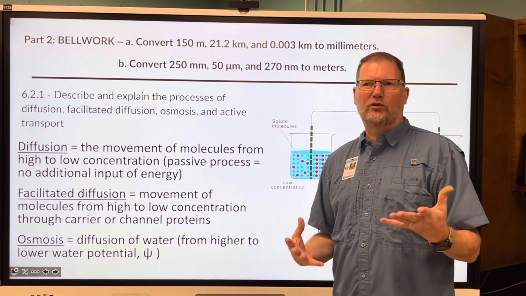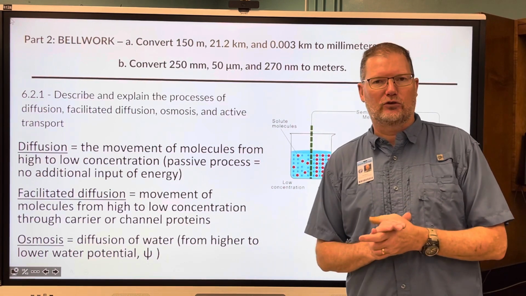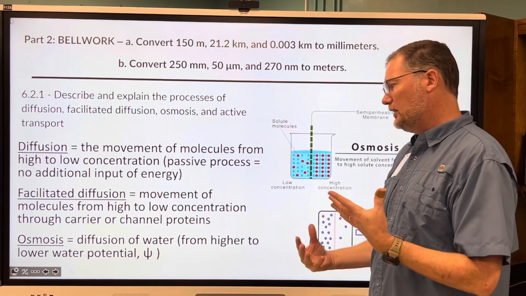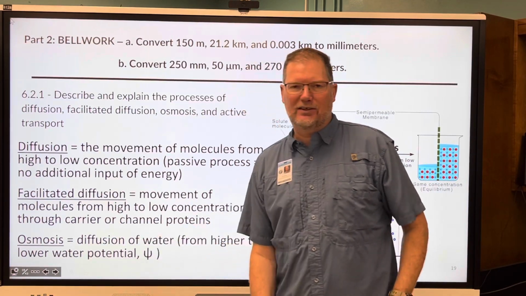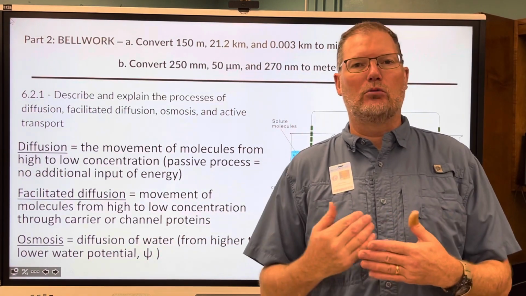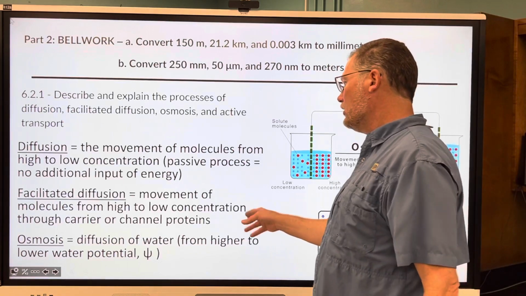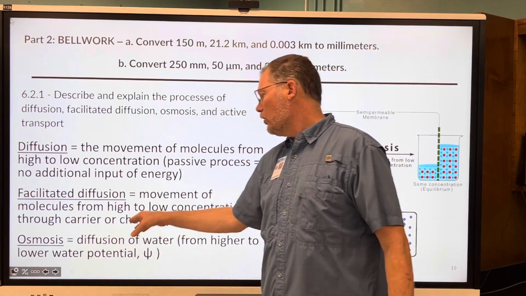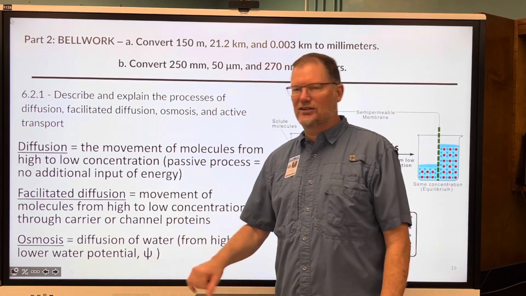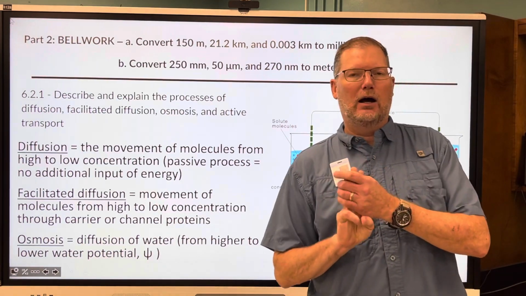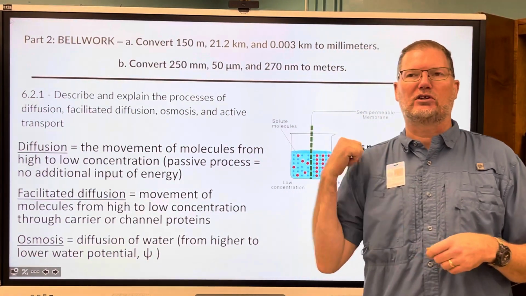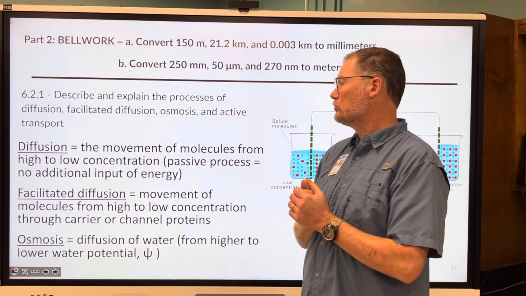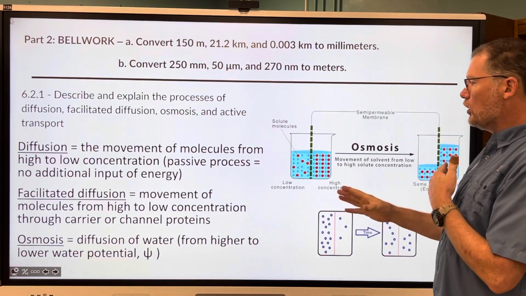Osmosis is, for some reason, confusing for some people, but let's try to clarify that, okay? Water is the key here. Osmosis is the movement of water from higher to lower water potential, and that little trident is the symbol for water potential. That's why you see that in your notes, and you will see it on the next slide or 2. So we'll talk more about that.